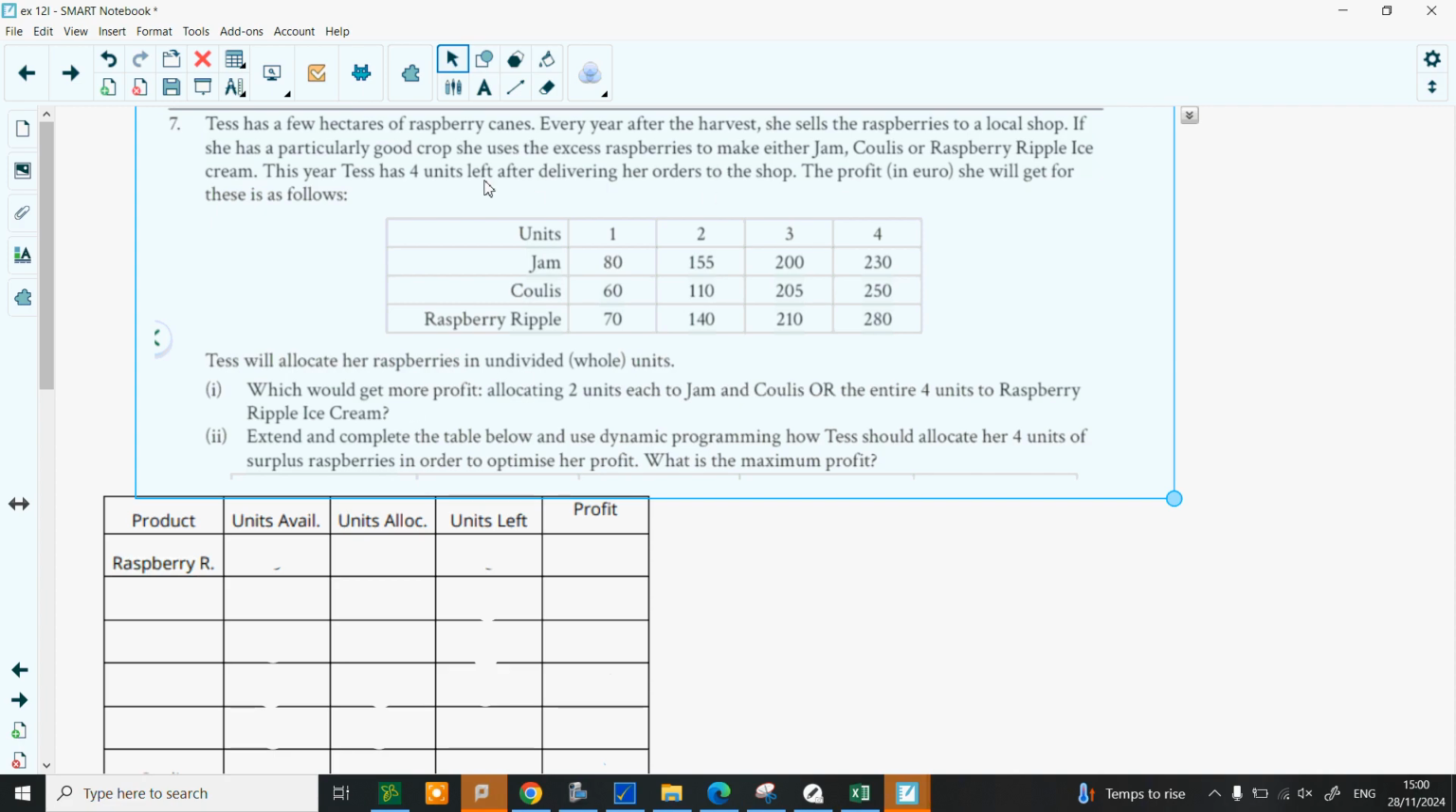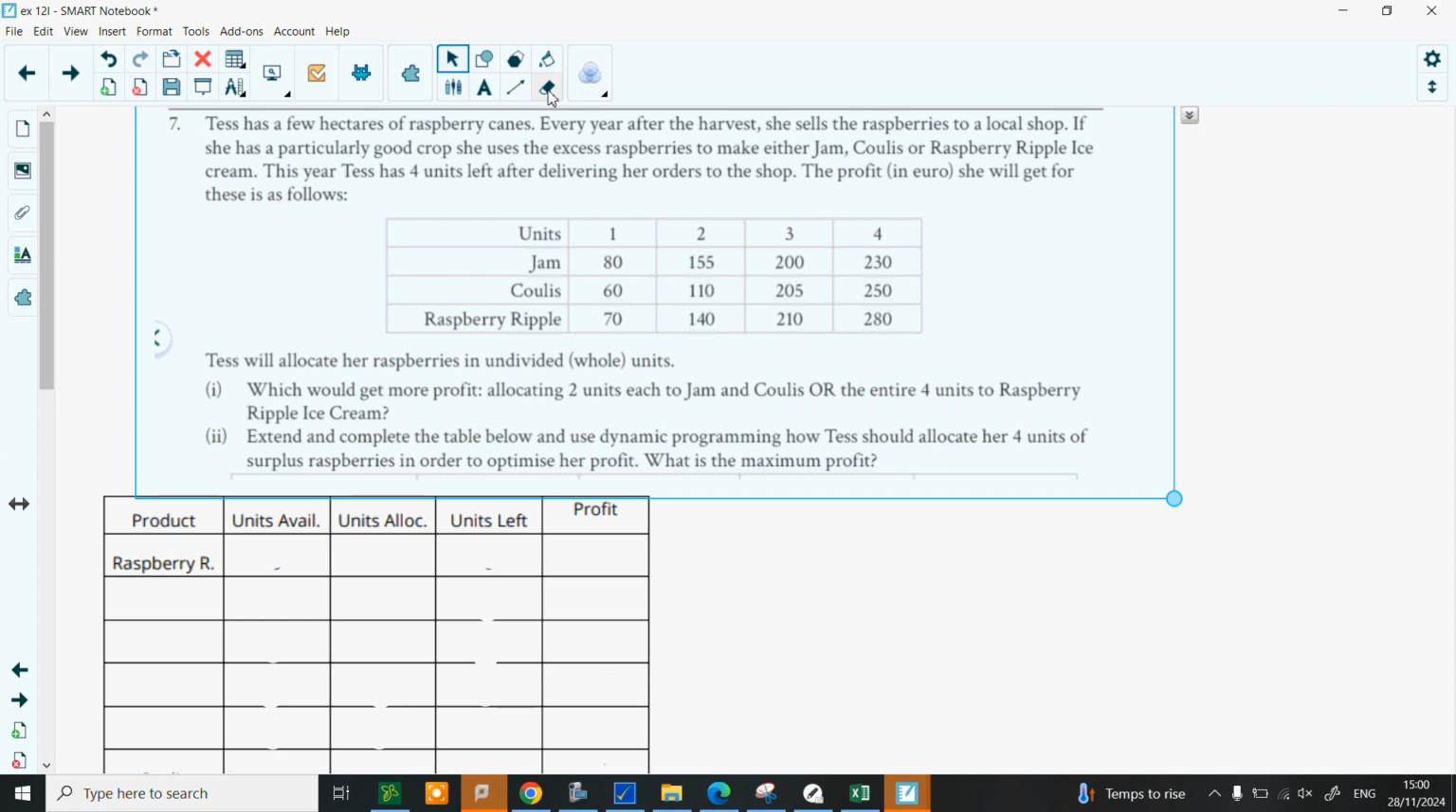Okay. So this year, Tess has 4 units left after delivering her order to the shop. The profit in euros she will get for these are as follows: 1 unit of jam is 80, 2 units of jam is 155, 3 units of jam 200, 4 units of jam 230. I think we all understand the table. You sell the different flavors at different quantities. You get different amounts. Is that okay?